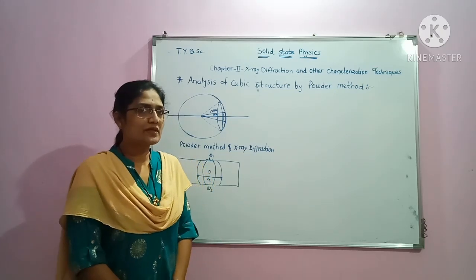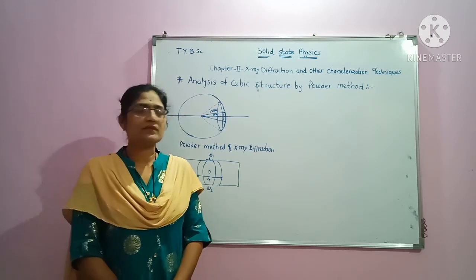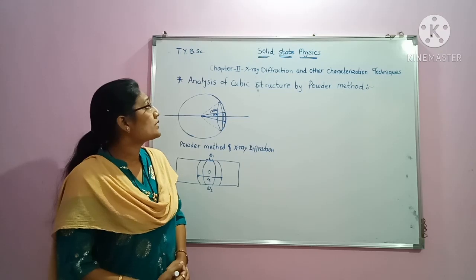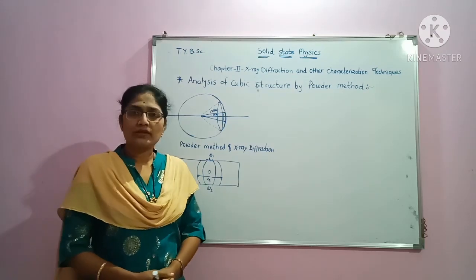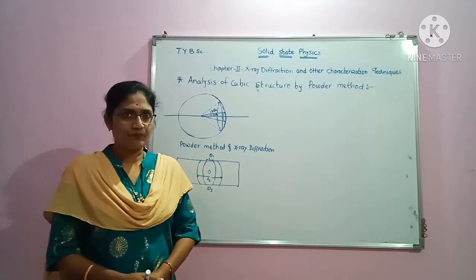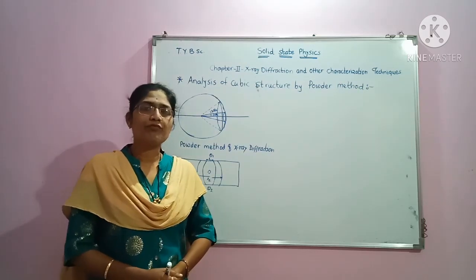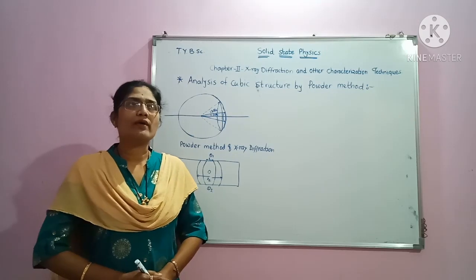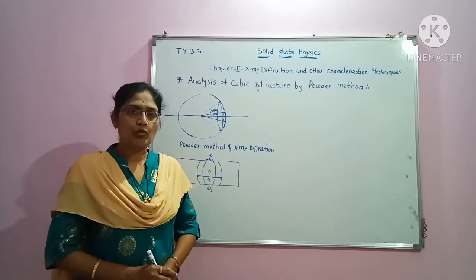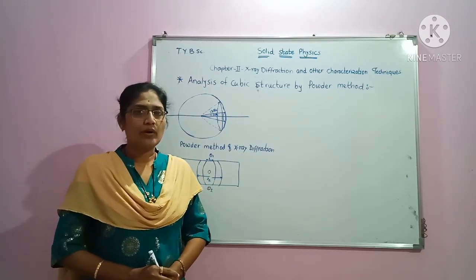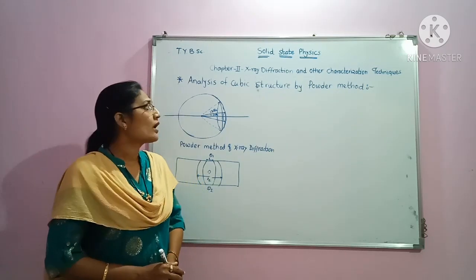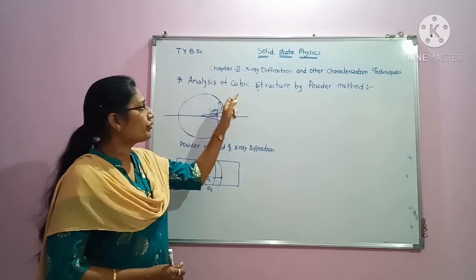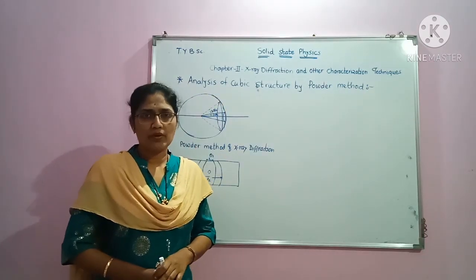We have started our syllabus related to TYBSc physics, and we have started our chapter, that is chapter number 2, X-ray diffraction and other characterization techniques. During our last lecture we have finished the methods of diffraction of X-rays, and in that we have studied Laue method, then rotating crystal method and powder diffraction method. Now in today's lecture we are going to see the analysis of cubic structure by using powder method.